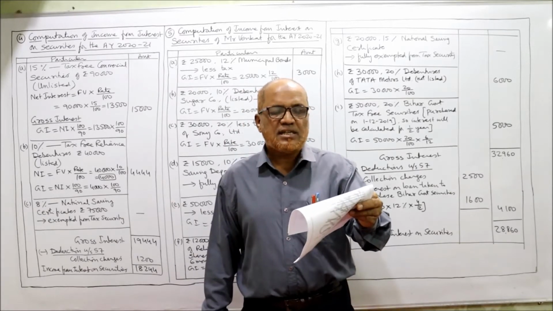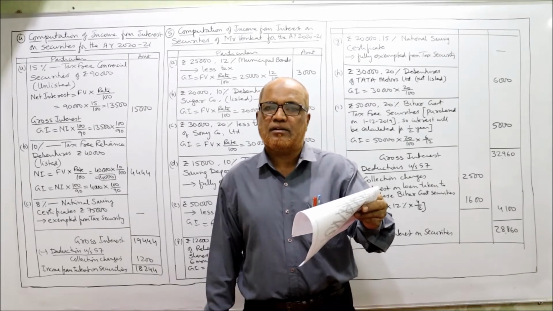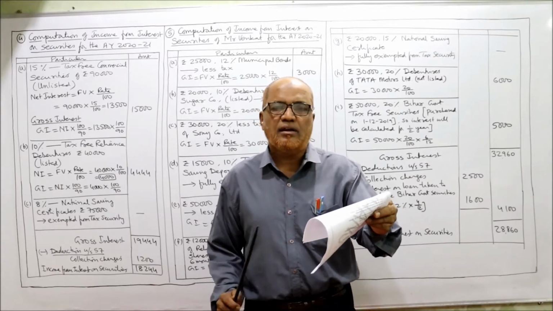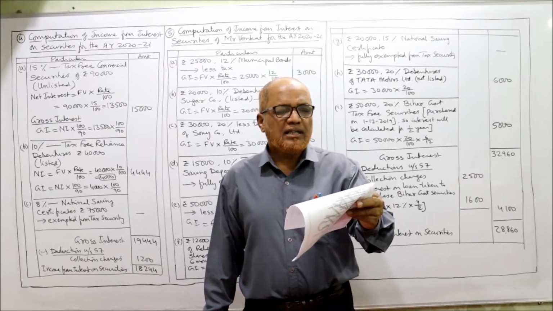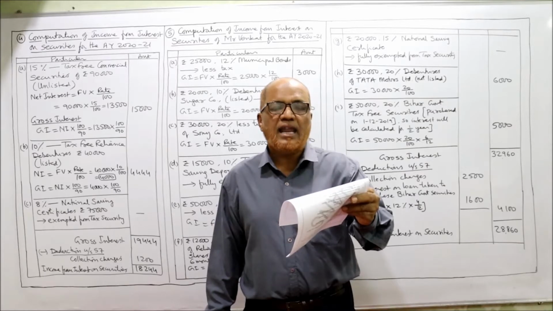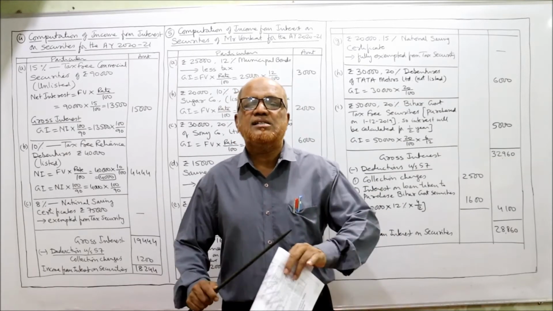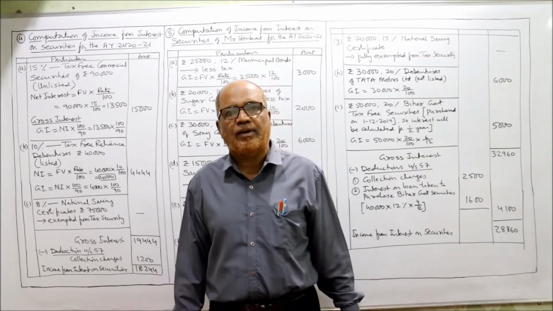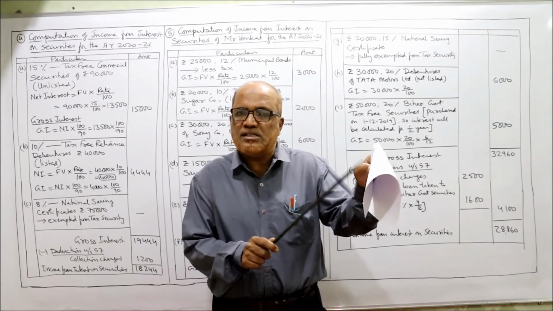12,000, 16% convertible debentures of Reliance Company Limited. It's less tax. Nothing is given, so it's a less tax security. Then 20,000, 15% National Savings Certificate. So National Savings Certificate is fully exempted from tax security. So we came across two exempted securities in this problem.